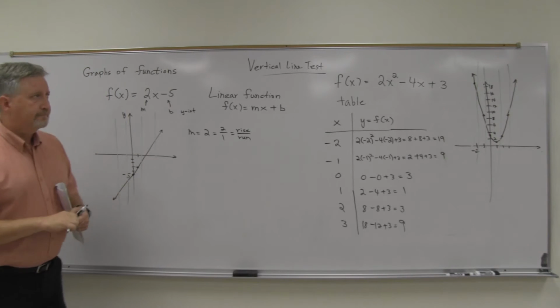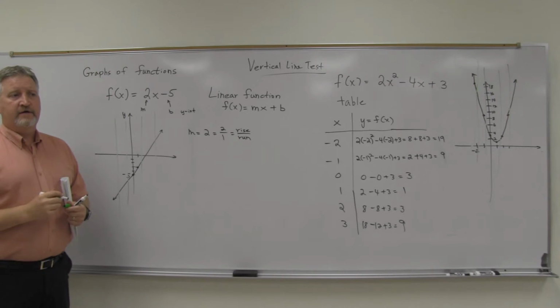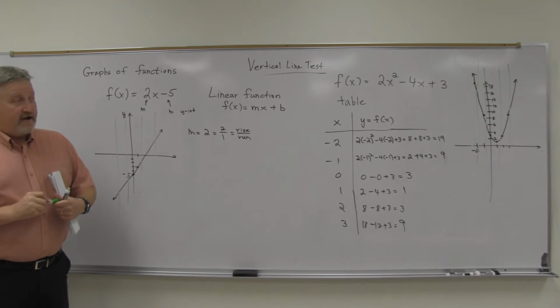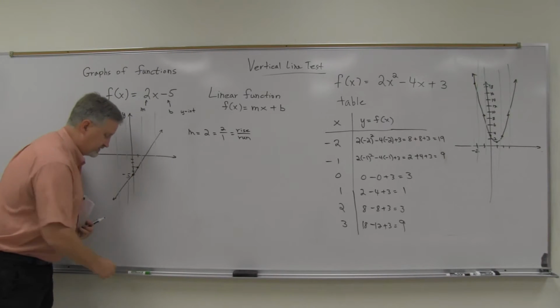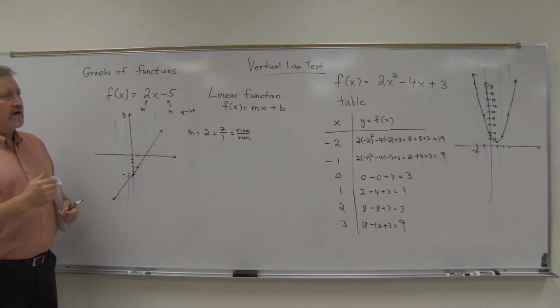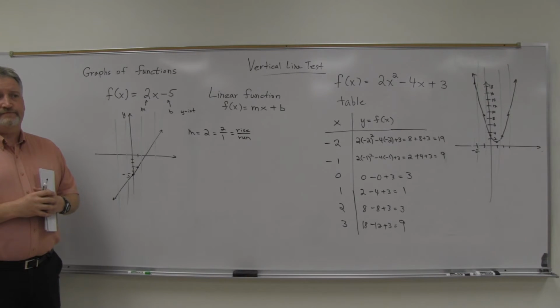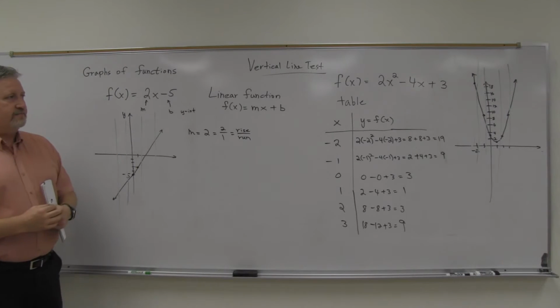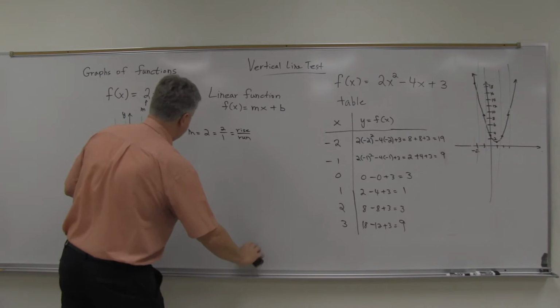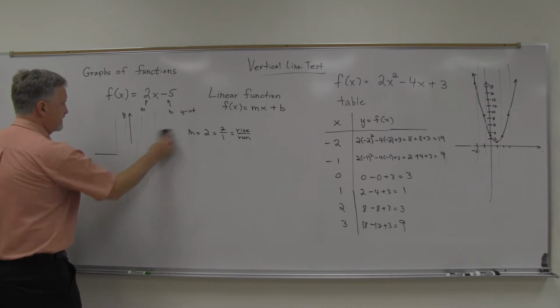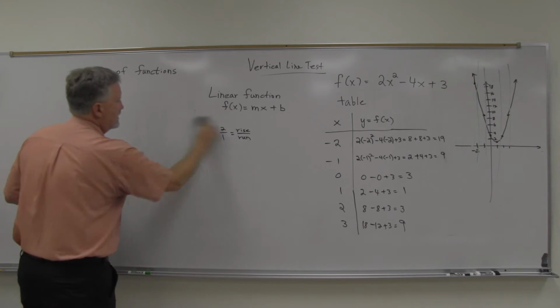So that's how you determine if a graph is the graph of a function. If it hits more than one point, it's not going to be a function. So these obviously pass the vertical line test. That's what we're going to talk about next, the vertical line test.